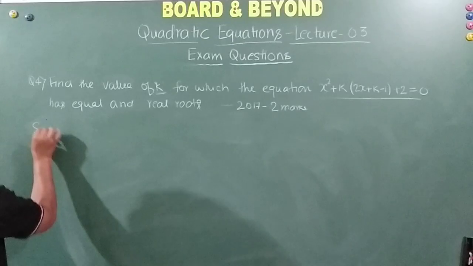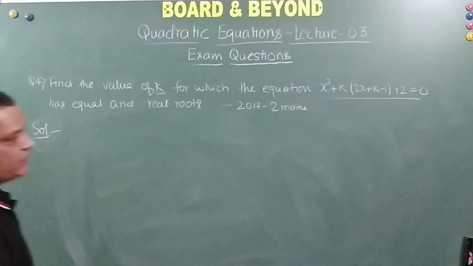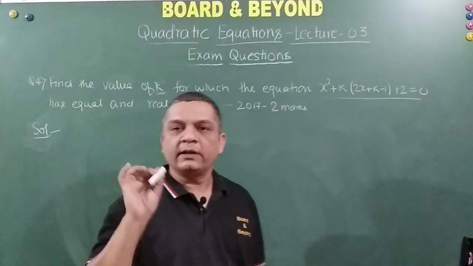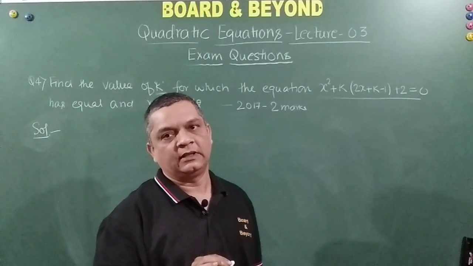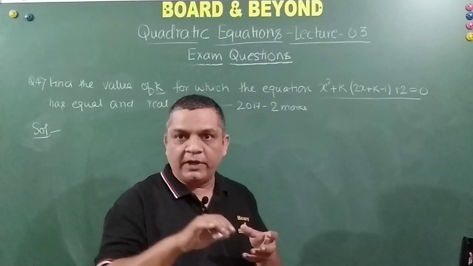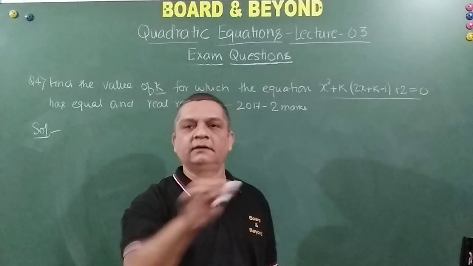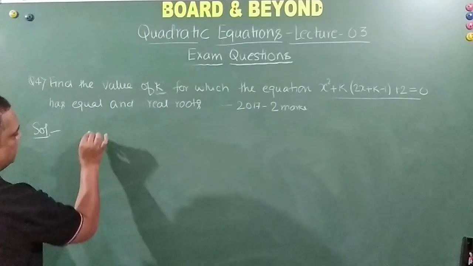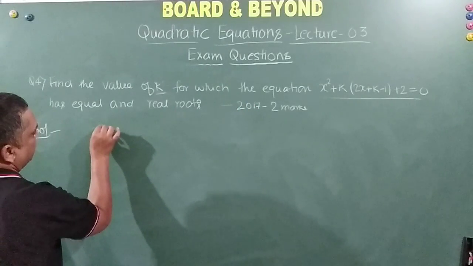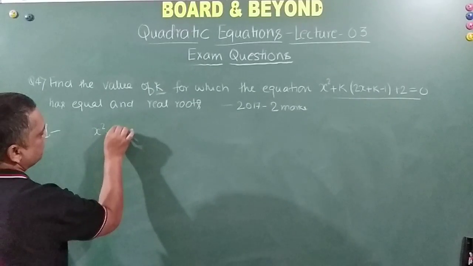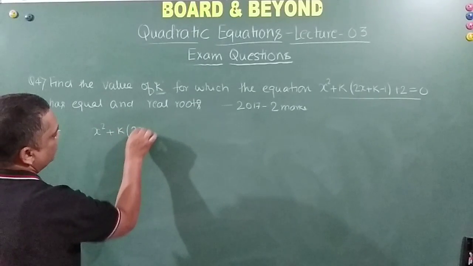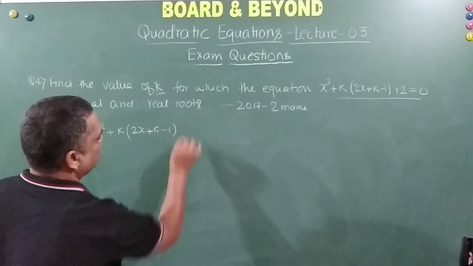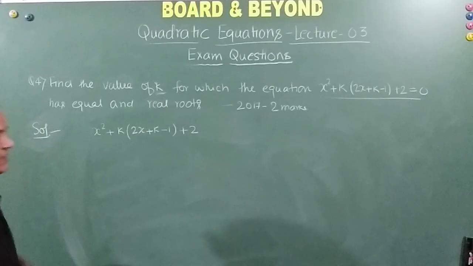When you actually try solving it, see this is not in the form of ax square plus bx plus c. So first you need to manipulate and bring it to that form, and then we can proceed further. Right friends, just don't proceed like that. So the given equation is x square plus k(2x plus k minus 1) plus 2.